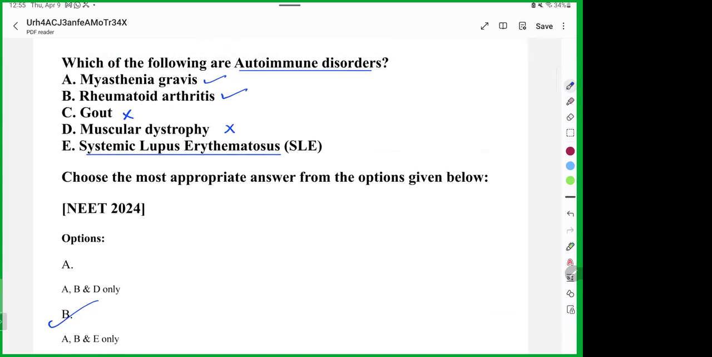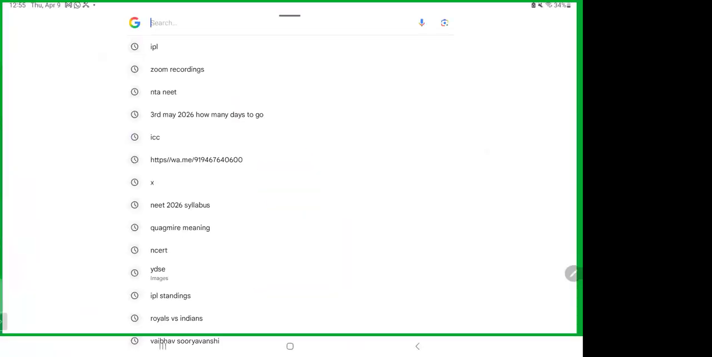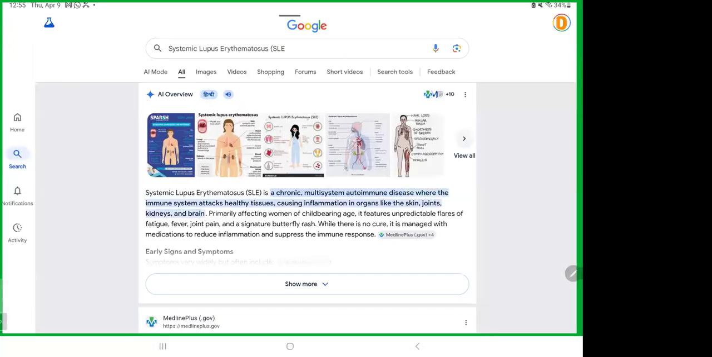Again, I will show you. This is the kind of allergy. How do I get to know? Erythematous means kind of allergy. This is an acne type issue. It is a chronic multisystem autoimmune disorder where the immune system attacks healthy tissue, causing inflammation in the skin, joints and kidney.